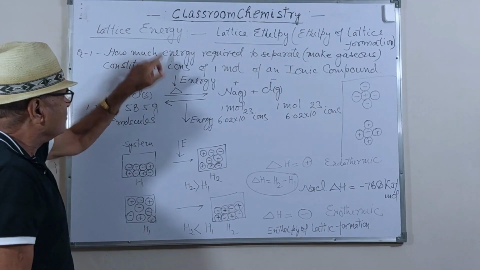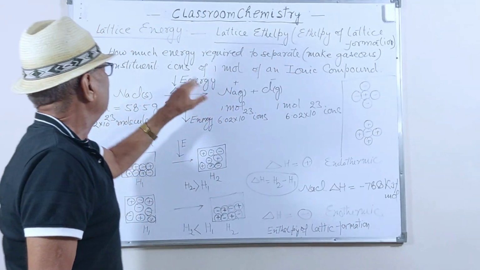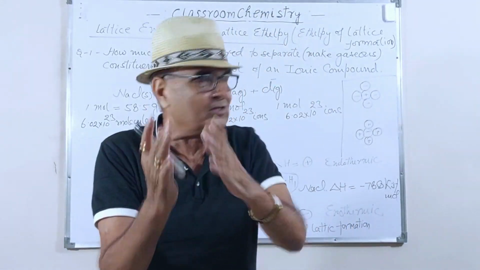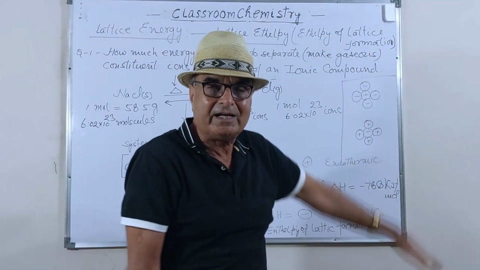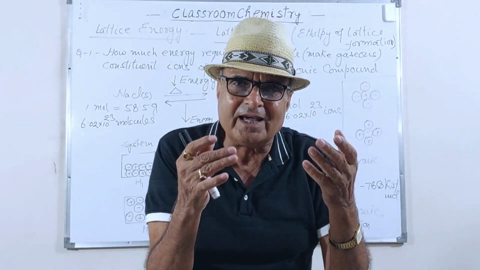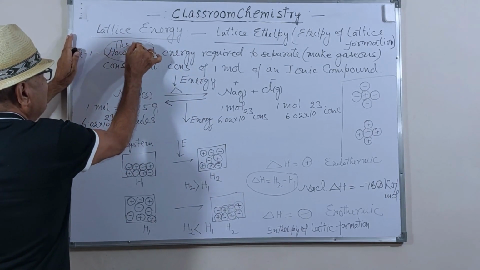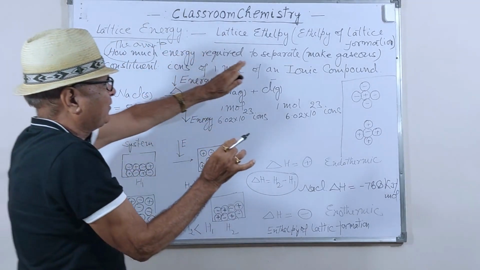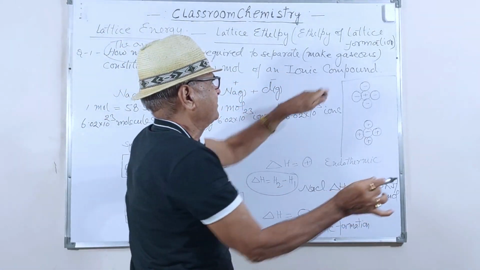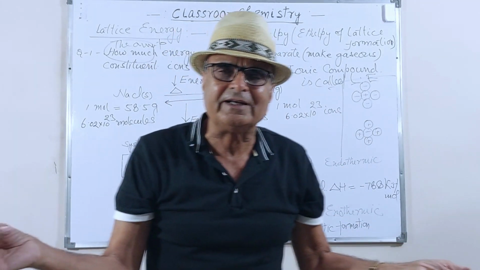How much energy is required, the amount of this energy, is equal to the lattice energy. The answer to this question is lattice energy, or lattice enthalpy, or the enthalpy of lattice formation. So I have told you the definition. The amount of energy required to separate or make gaseous the constituent ions of 1 mole of an ionic compound is called lattice energy. This is the definition of lattice energy that I have explained.